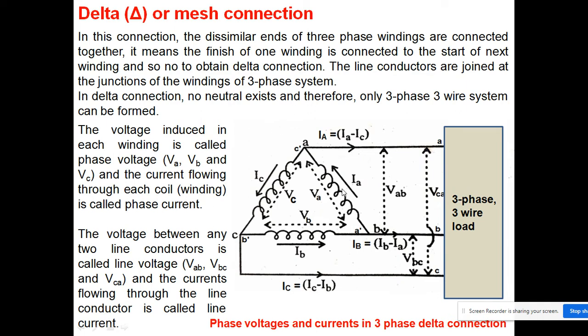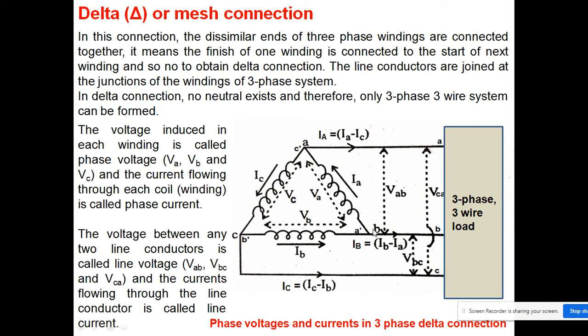The voltage induced in a winding is called the phase voltage. It means VA is the phase voltage in winding A, VB is the phase voltage in winding B, and VC is the phase voltage in winding C. And the current flowing in each coil is the phase current. It means Ia, Ib, and Ic are phase currents. I differentiate line current and phase current by taking capital A, capital B, and capital C for the line current, and small a, small b, and small c for the phase current.